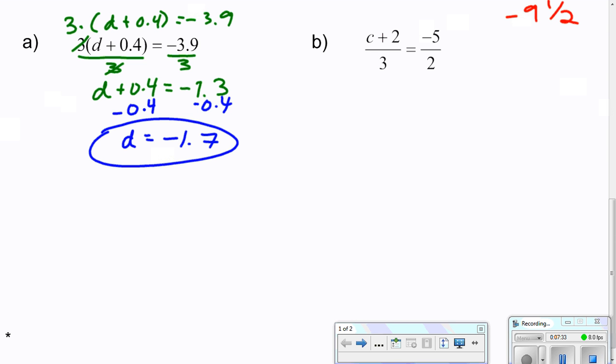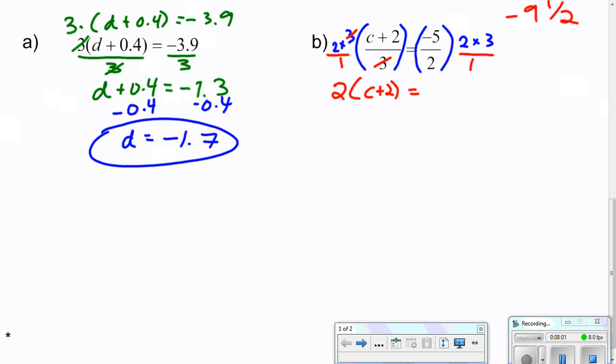I'm going to get rid of all of these fractions to start with because ain't nobody got time for all these fractions. So what I'm going to do is multiply both sides by 2 times 3, because those are my two denominators. So multiplying by 3 and dividing by 3, these are like over 1. These 3's are going to cancel out. So I get left with 2 times c plus 2 over 1. And on the other side, these 2's are going to cancel out, and I get negative 5 times 3.